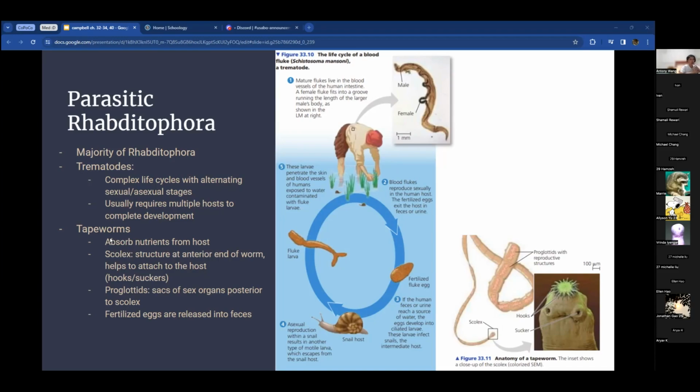They have on their anterior end, so at their head end, what's called a scolex. And this is just a structure with hooks and suckers that help it attach to the intestinal wall, right? Everything after that is just reproductive organs. So you have attachment, then reproductive organs. Of course they do perform metabolic function, but their main job is just sex organs. And then they release the fertilized eggs into the feces of the host.